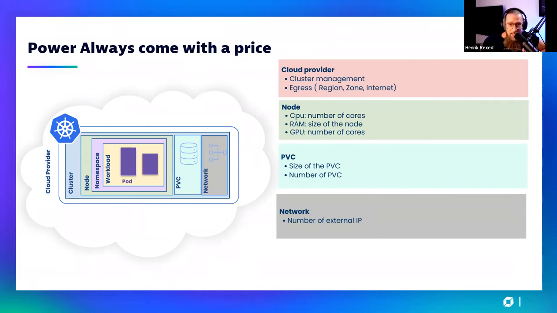And the last element that comes in the cost is the network. When I deploy a load balancer service in Kubernetes, we will allocate an external IP address, and external IP addresses, as you may know, are not free, so you will pay for all these IP addresses that we have allocated.